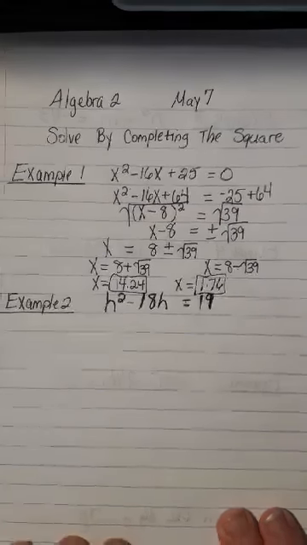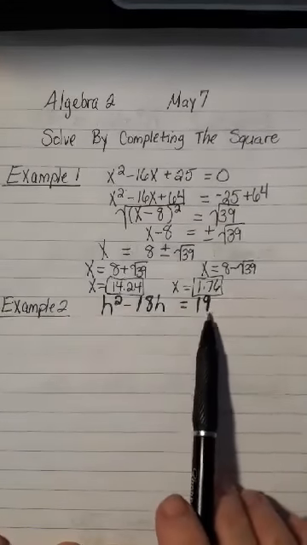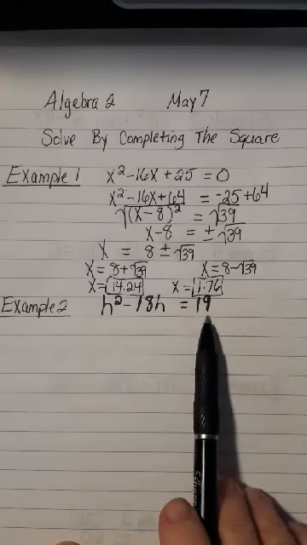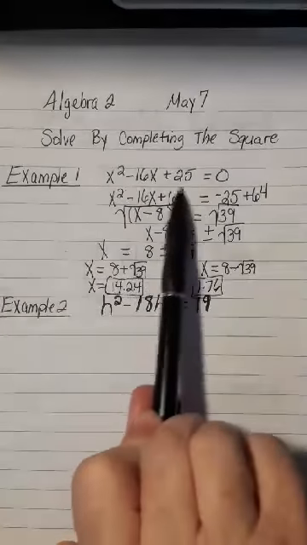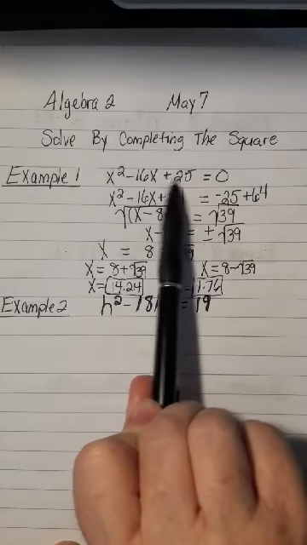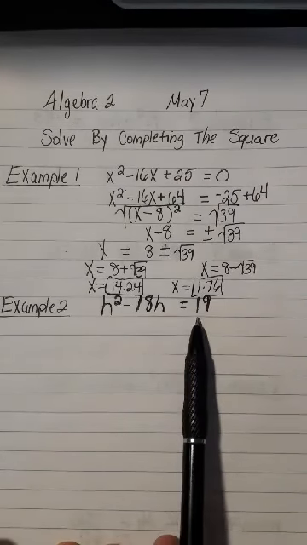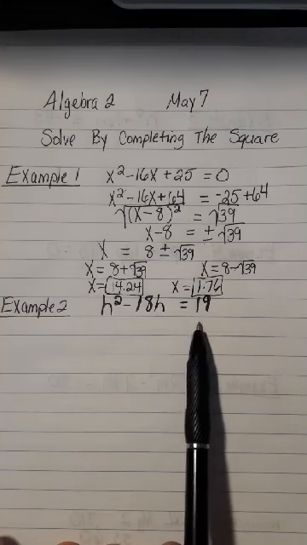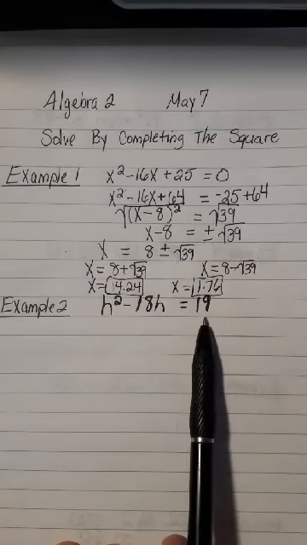Alright. This next example starts out differently in that the C term is already over here on the right side. I've already got 19 on the right side. I don't have 0. See, on example 1, I started out with my C on the left side, and we had to move it over to the right side. This one, we don't have to move it over. So we're ready to go ahead and complete the square on the left side, which is the last lesson we did that was super easy.